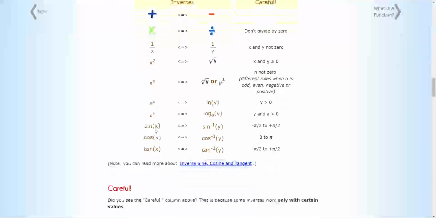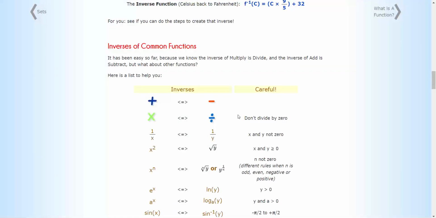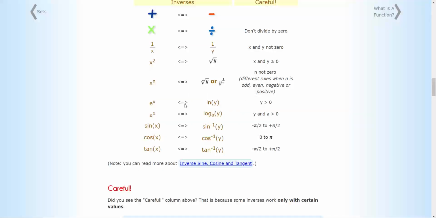Something you should consider at all times is the domain that the function operates on. For example, for the square root of y, it has to be positive numbers, zero plus natural numbers. It can't be real numbers. You can't consume everything.